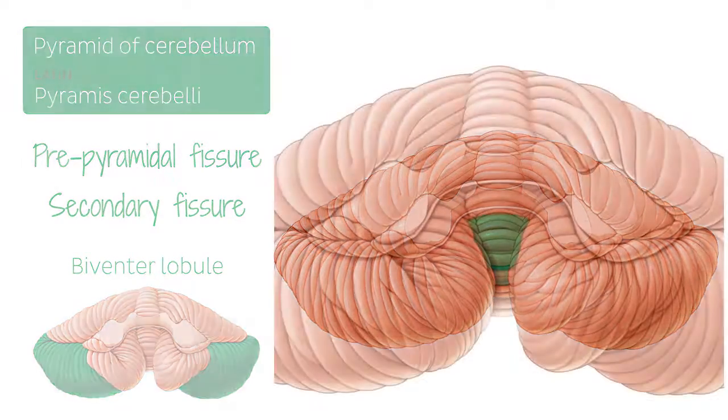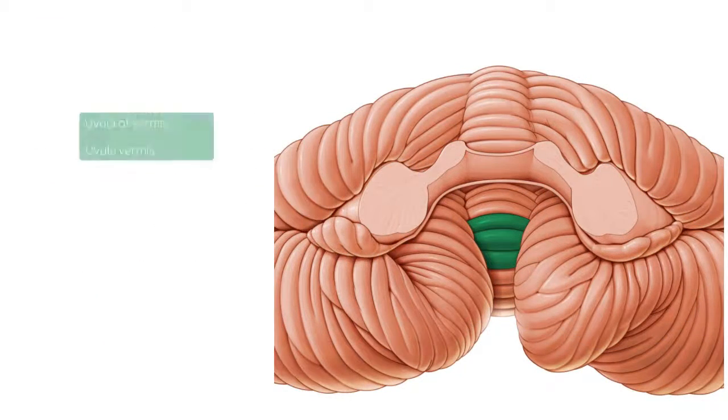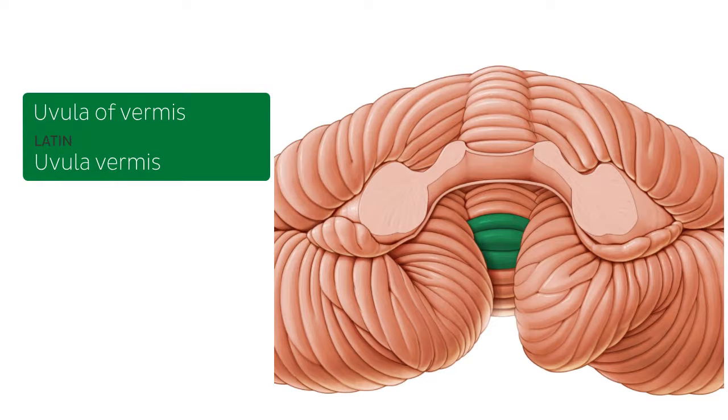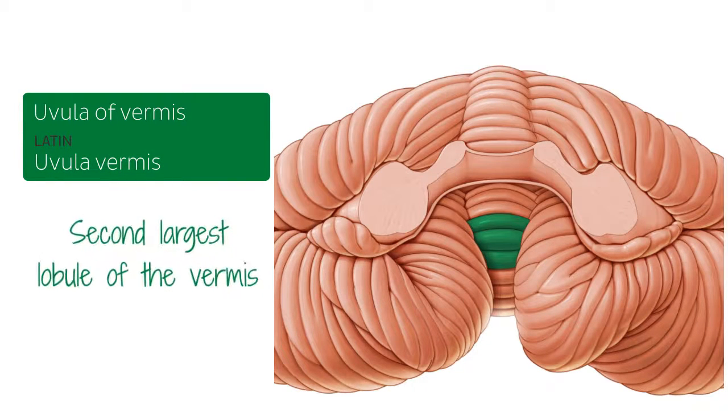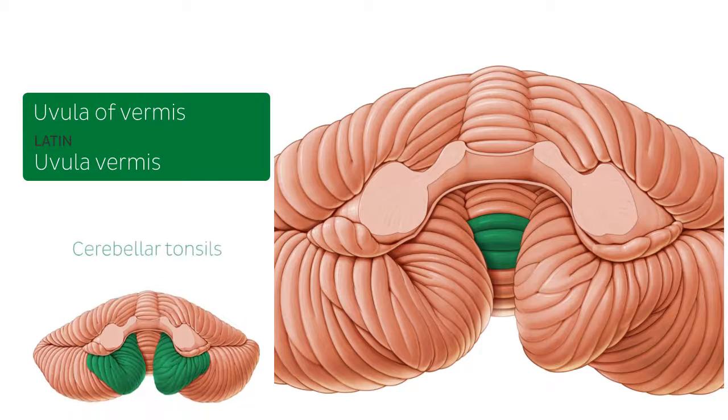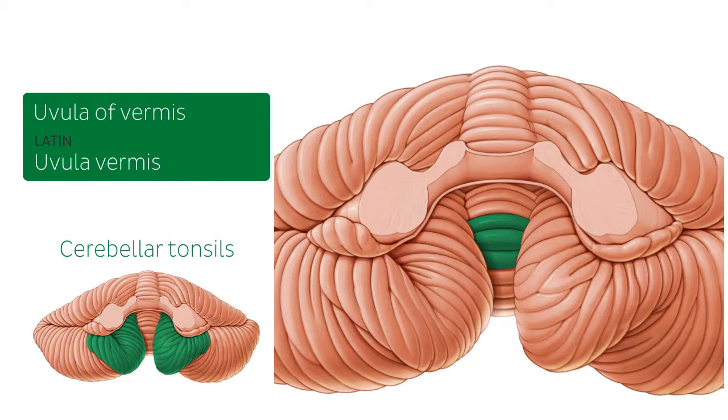Next structure we're going to be highlighting here on this image is known as the uvula of the vermis. Now, the uvula is the second largest lobule of the vermis, following the culmen. It is separated from the nodule by the posterolateral fissure. Laterally, the uvula is related with the structure that you see here highlighted in green, which are the cerebellar tonsils, also called the amygdala cerebelli. Now, these are two rounded lobules on the undersurface of each cerebellar hemisphere.